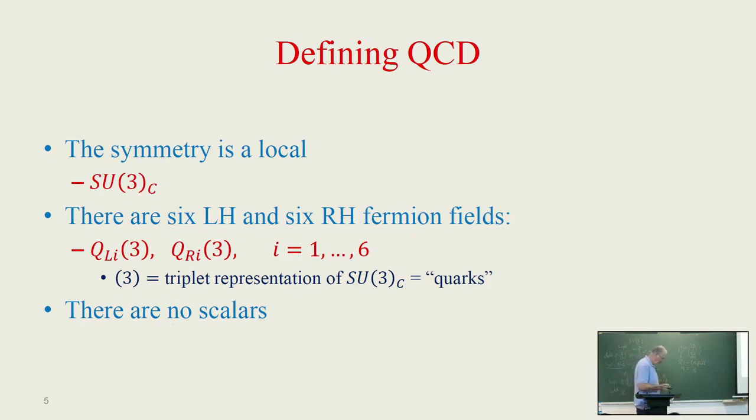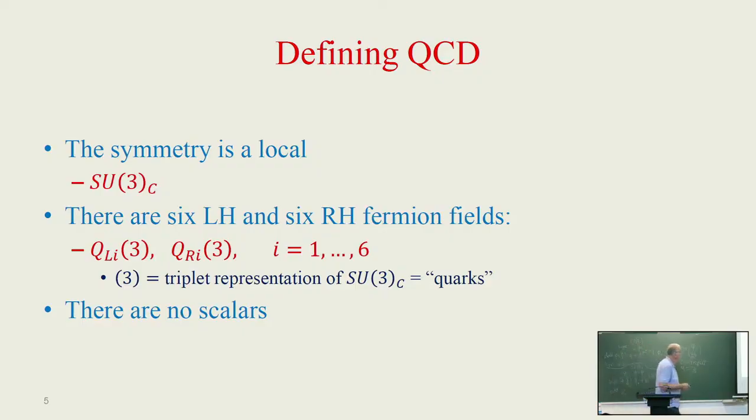Okay, so again, the number in parentheses here is the representation under SU3, which is the triplet representation. The index I here is the number of such fields that I introduce, 6 of each kind. Why 6? Because inspired by nature, okay? That's what we think we have in nature.